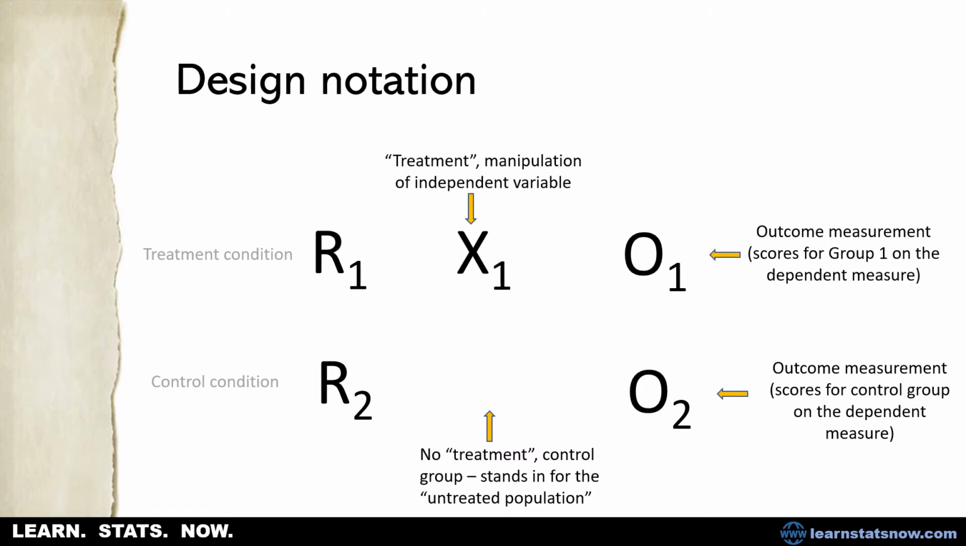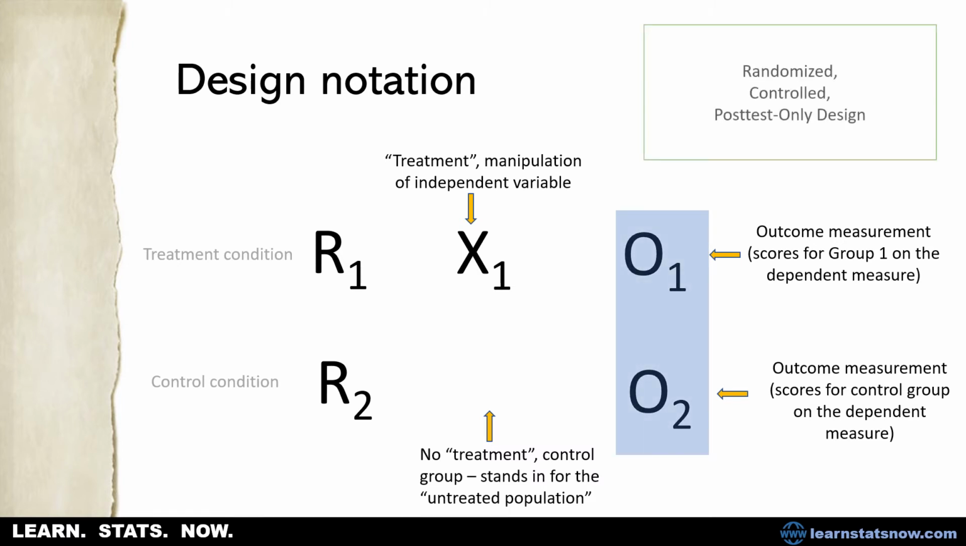And in this case, we could even give it a name based on what we see in the notation. We would call that a randomized controlled post-test only design. And the blue highlighted area represents where the statistical test will actually take place, because we'll be looking for mean differences between the two groups on the outcome measures. So the mean for O1 versus the mean for O2, that's what we're going to test. Are those means statistically significantly different from one another?